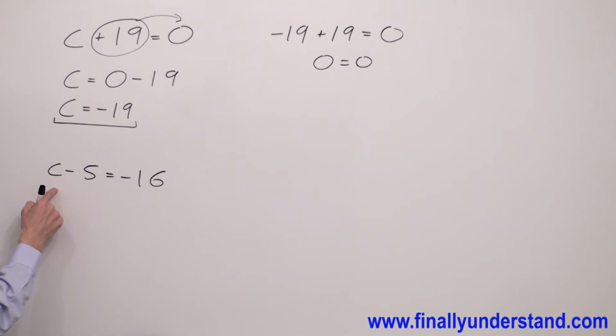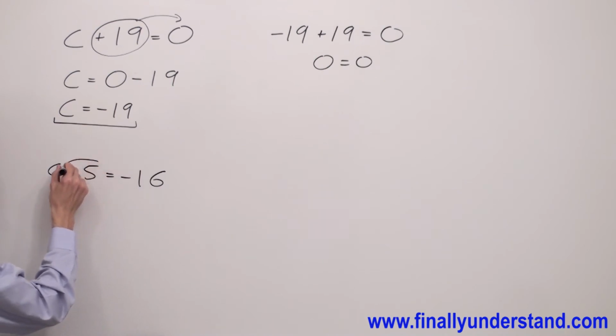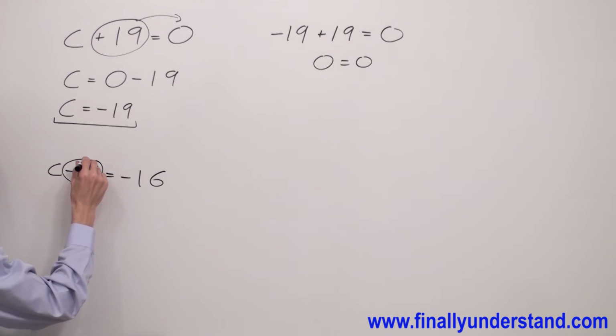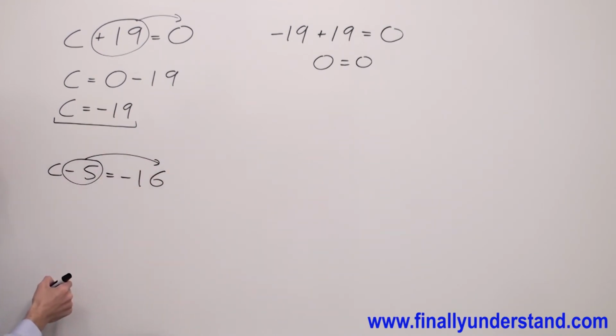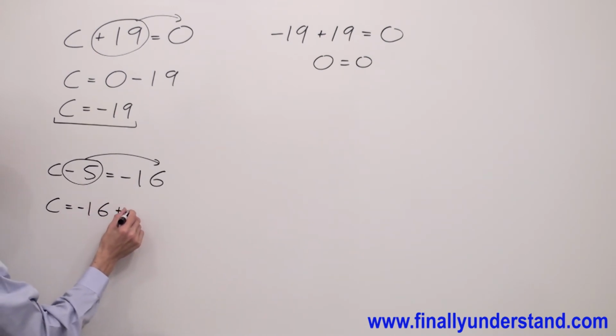Let's take a look at the second example. I have to find the value of c. What I have to do first, like always, we have to move, this time, negative 5 to the right side of the equal sign. And I'm going to have c equals negative 16 plus 5.